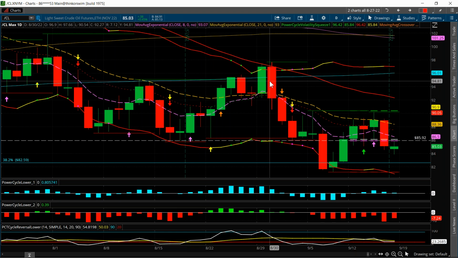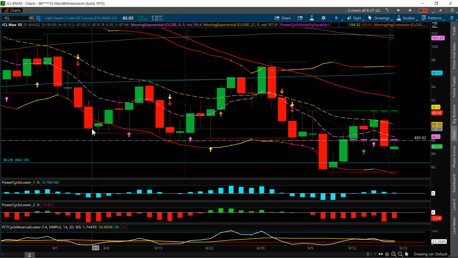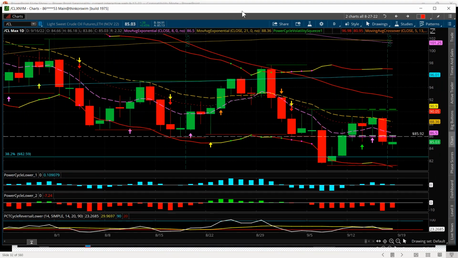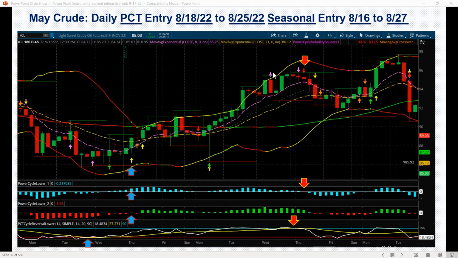So what is that? If you did the futures contract here, you would have made 96 minus, we'll say just 87, that's 9 points, times 100 actually. So this would have made $900 based on the system entry there. That's per contract, okay? So the seasonality didn't do as well. It did okay, but not as good as the system. So that's an example there for crude.